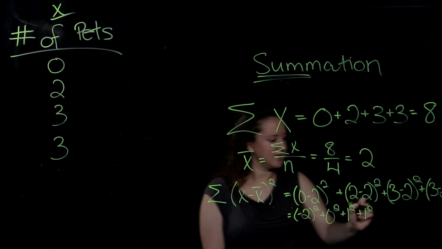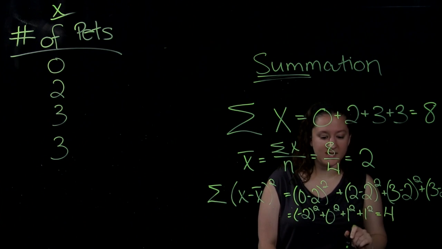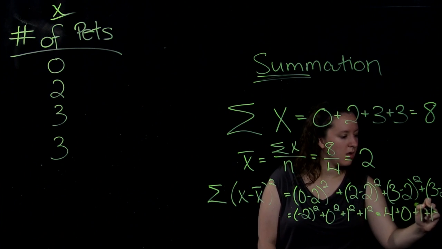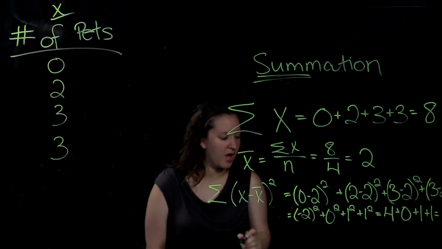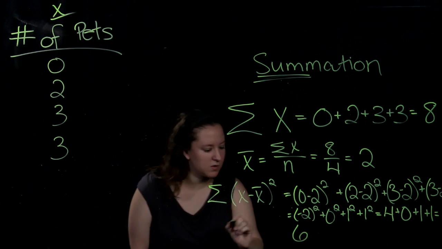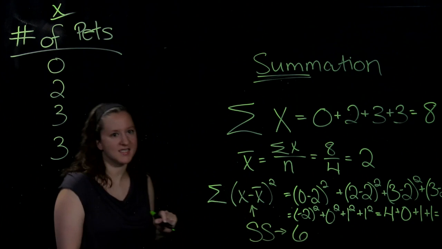Next, we do the exponents. Negative 2 squared, remember a negative number squared is always going to be a positive number. So 4 plus 0 plus 1 plus 1 gives us 6. And again, that is our sums of squares, which is equivalent to this formula.